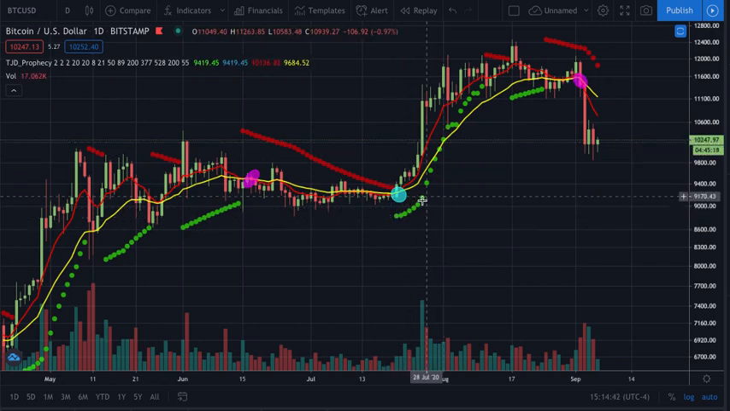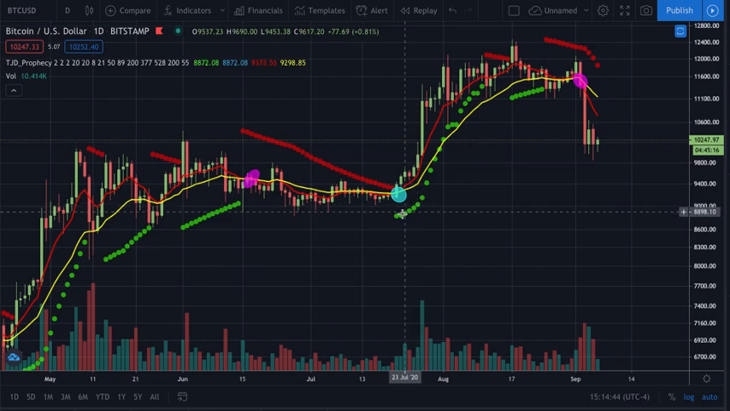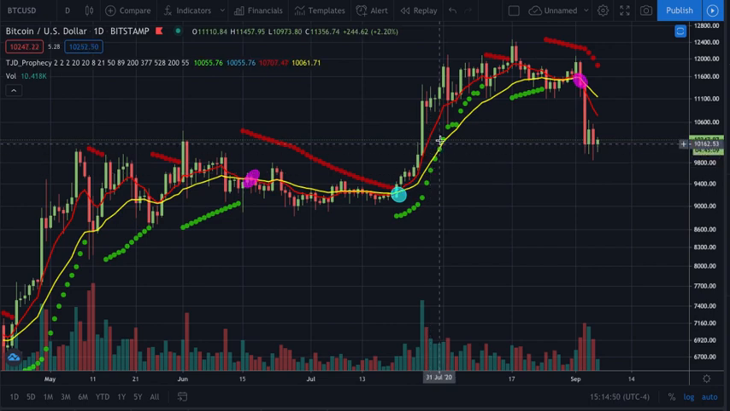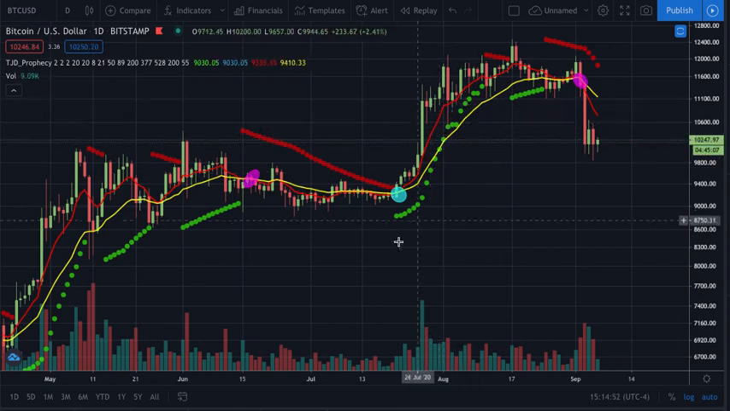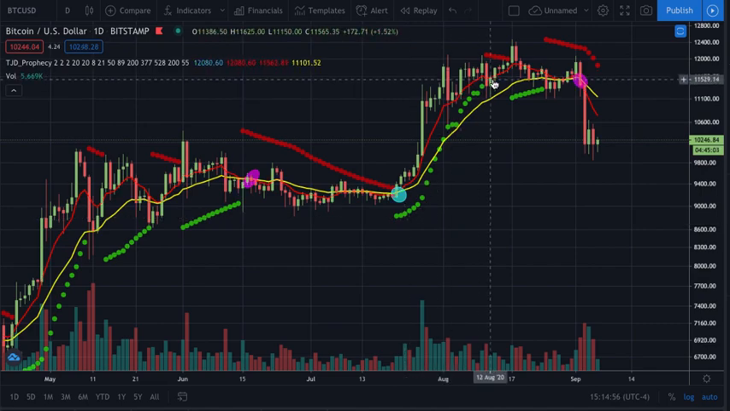Because they're not going straight in a line. They're getting not only further from each other in slope, but they're getting further from each other in distance. And what that is doing is it's representing the intensity of the trend. The trend is getting more intense to the upside.